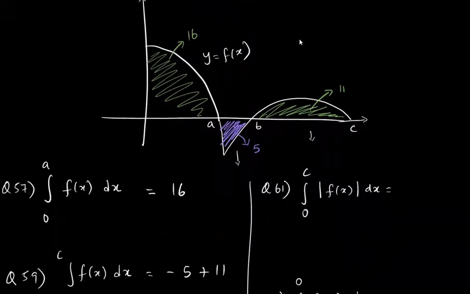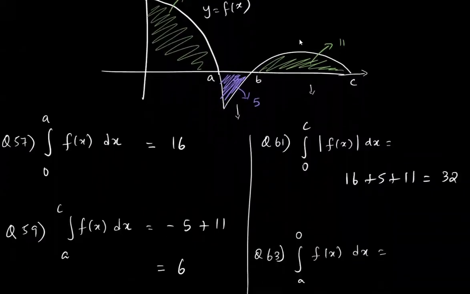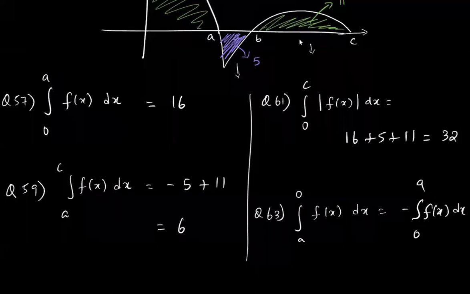Now here I have absolute value. So for all the three regions, I'm only going to take the positive area. So I have 16 plus 5 plus 11, which is 32. And then finally I have a to 0. A to 0 is nothing but the opposite of 0 to a, and 0 to a is 16. So this becomes negative 16.